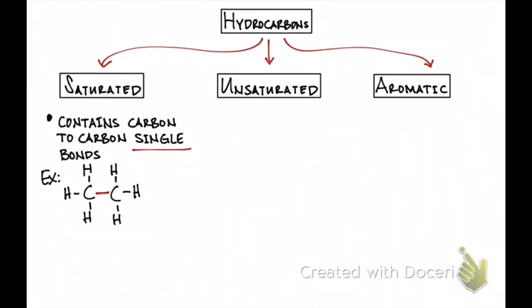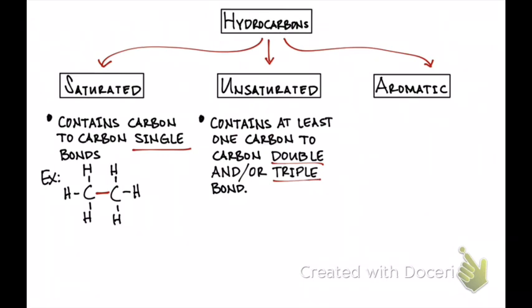And they call it saturated because the carbon atoms have the maximum number of hydrogen atoms that are bonded to them. Unsaturated hydrocarbons, on the other hand, contain at least one carbon-to-carbon double and/or triple bond. Okay, so they are unsaturated because they don't contain the maximum number of hydrogens.